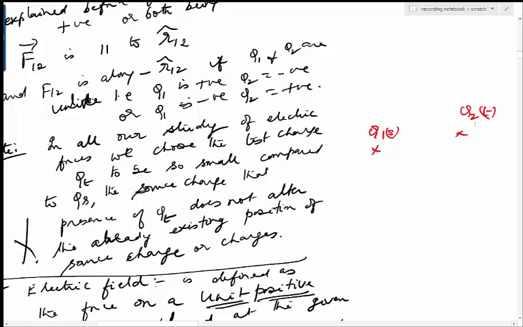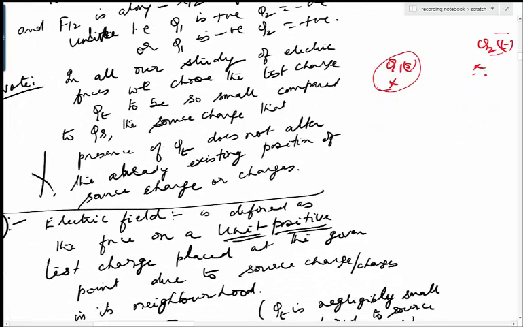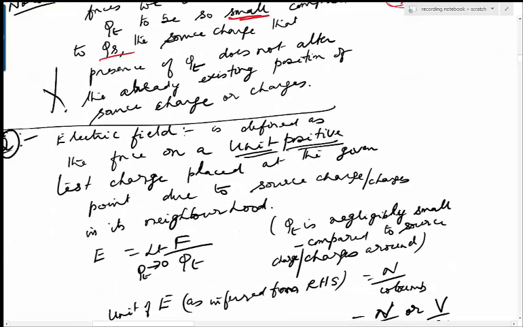So it's always better to have the test charge so small so that it is the one that gets accelerated, and by bringing in the test charge, the source charge is neither driven away nor drawn towards, and its already existing position does not change. This is the meaning of this statement. We choose the test charge to be so small compared to the source charge. That is, the presence of Qt should not alter, drive away or draw closer the existing position of the source charge that is already present.